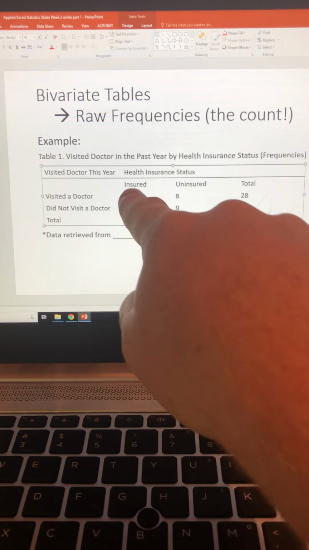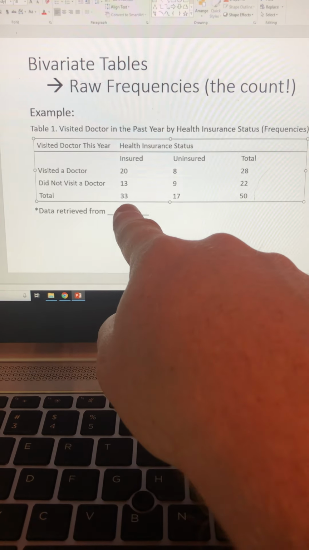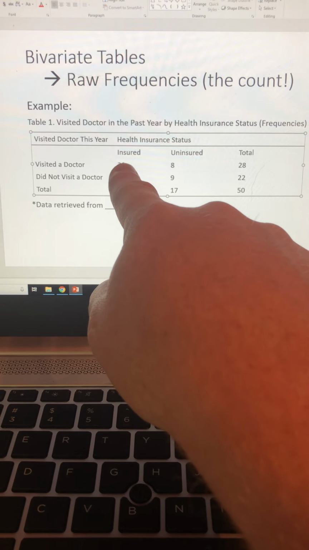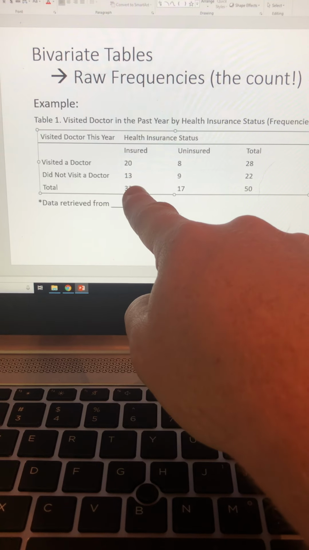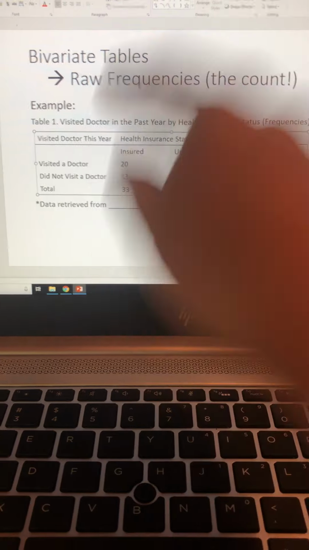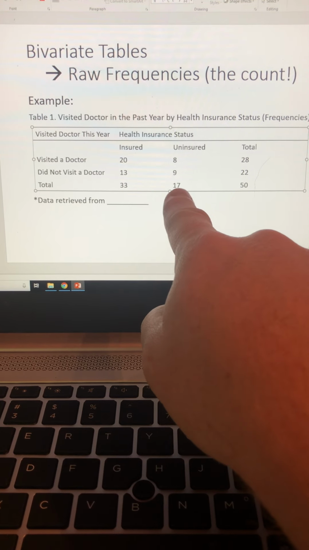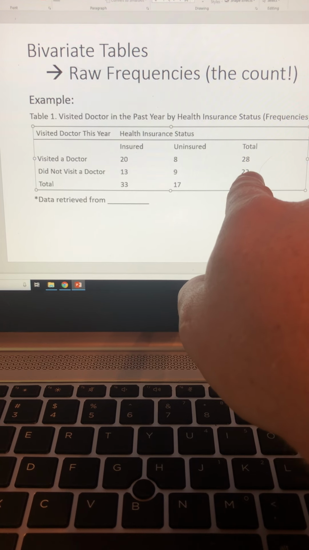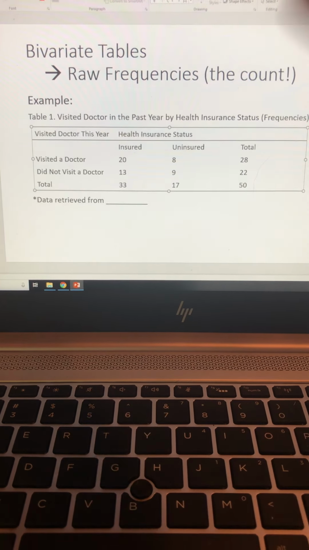Okay, so if you look, these are the cells, right? These are your marginals. So your cells tell us that 20 of the 33 people who were insured visited a doctor. 13 of the people who were not insured did not visit a doctor in the last year. So 33 people are insured, 17 people are uninsured, 28 people visited a doctor, 22 people did not. Again, these both add up to 50. Why? Because it's the same data.